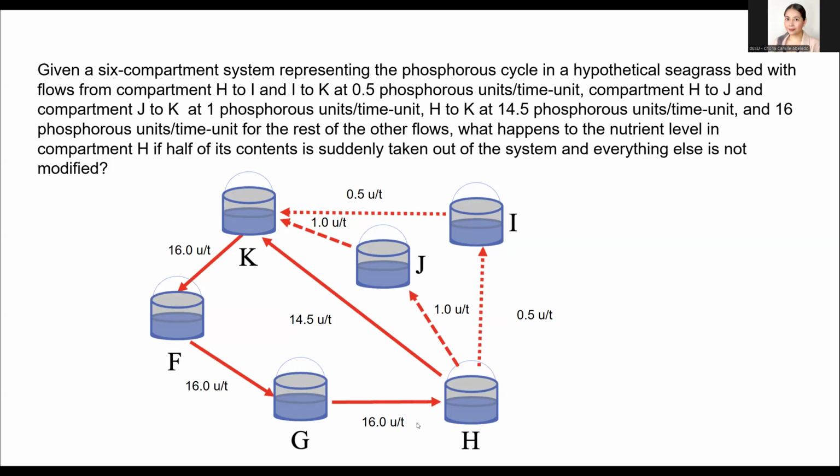So let's say you're saving up on phosphorus, and you are compartment H, and let's say half of your savings gets scammed, like somebody gets it from your ATM out of the blue. What would happen to the contents of compartment H? Would it go down? Would it go up? Would it be refilled again or go back to normal? So what would happen to it?